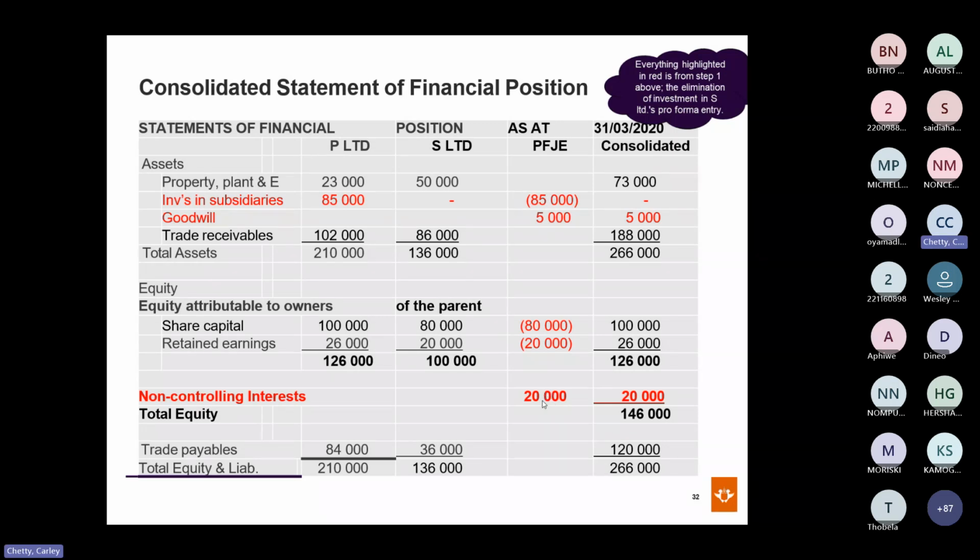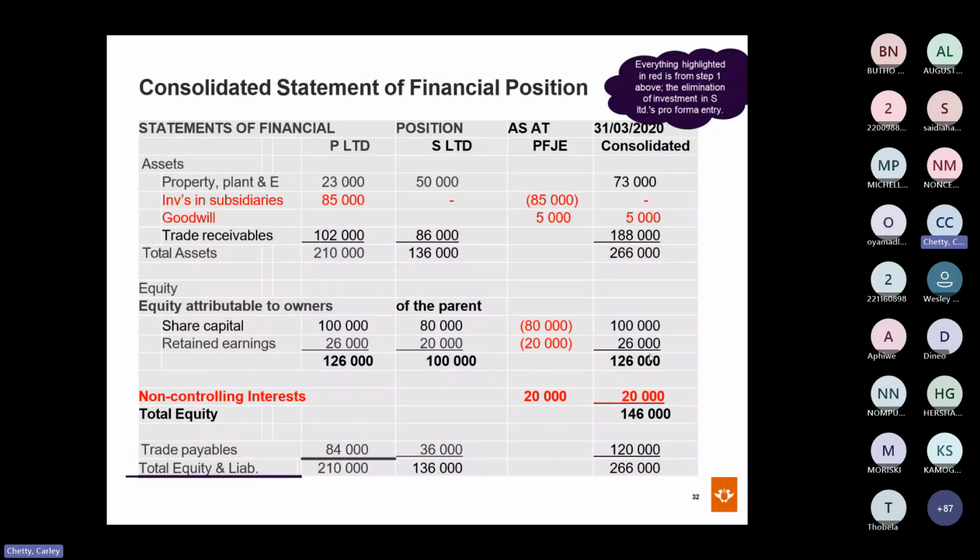Remember, in our analysis of owner's equity and our pro forma journal entries, the non-controlling interest owns 20%, and that is 20,000 Rand in this scenario. So NCI, we recorded this as part of the pro forma journal entries. Remember that this non-controlling interest does not appear in the separate financial statements of P Limited and S Limited. The 20,000 is recorded as non-controlling interest in the consolidated financial statements.